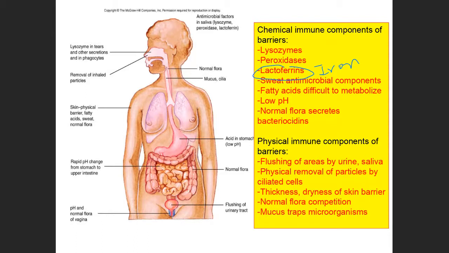Sweat has antimicrobial components like lysozymes and peroxidases. Fatty acids are also antimicrobial because they are acidic and because they're difficult to metabolize. A low pH is always antibacterial. We know that most bacteria are neutrophils. And the normal flora in our bodies will secrete chemicals that will kill their competition. Those are called bactericidins. So you should know some of the chemical components that act as barriers.